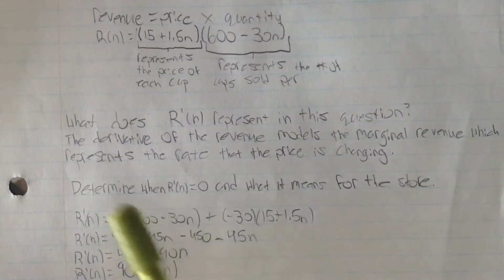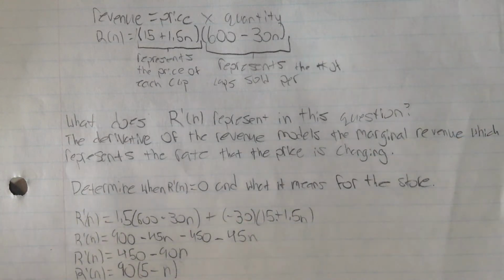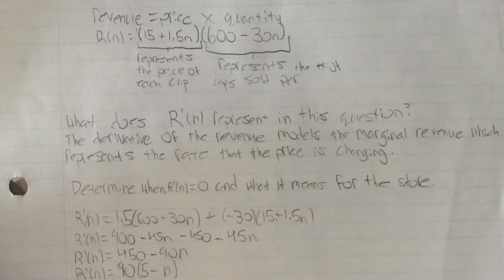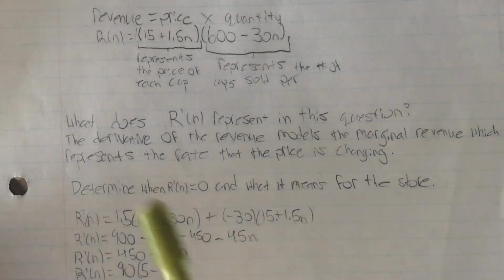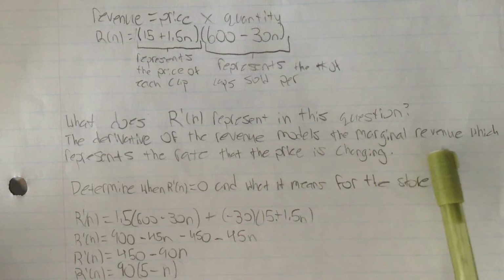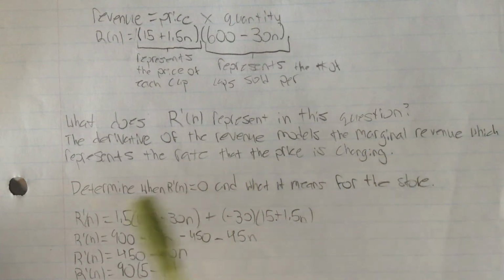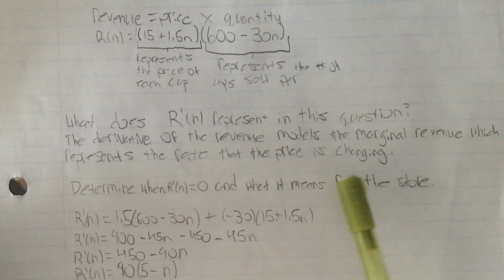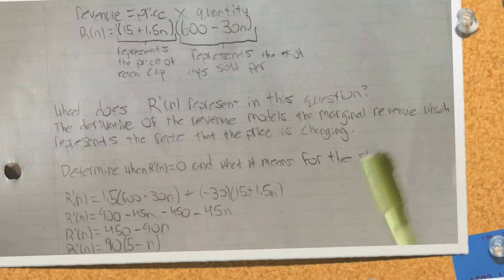Now that we have found what R of n is, we can look to the derivative. And the question is asking us, what does R prime of n represent in this question? We know that R prime of n is clearly the derivative of the revenue function, but in the context of this particular question, the derivative of the revenue function models the marginal revenue. The marginal revenue represents the rate of change at which the revenue is changing, and we can use this to find the change at any instant.